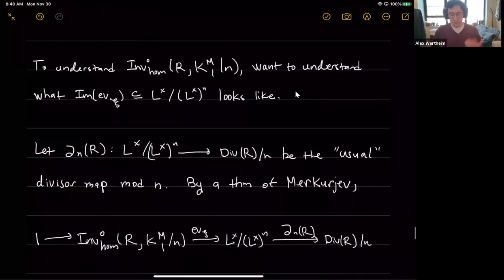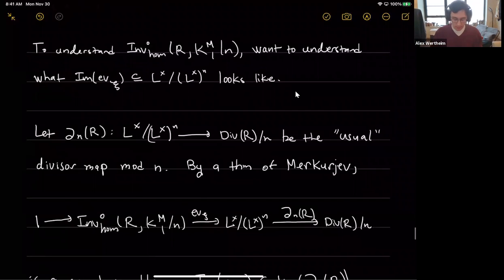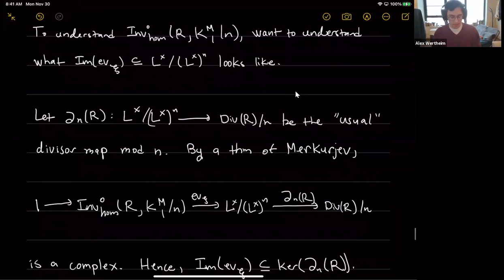And so the point of studying this evaluation map is that now, in order to understand these type 0 mod n invariants of R, we can try to understand what their homomorphic image sitting inside the field of rational functions modulo nth powers looks like instead. And to that end, let delta_n of R denote the usual divisor map from the rational functions to the divisor group of R, mod n.